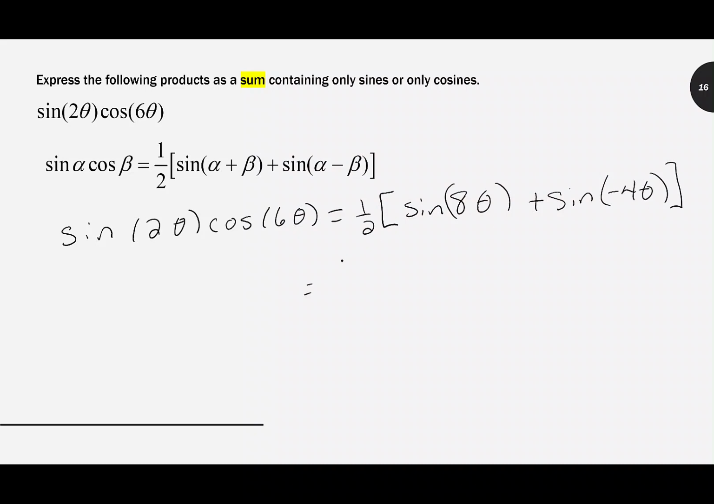We can do one more step here. I can say this is 1/2 of the sine of 8 theta. And because I know that sine is an odd function, I can write this as minus the sine of 4 theta.